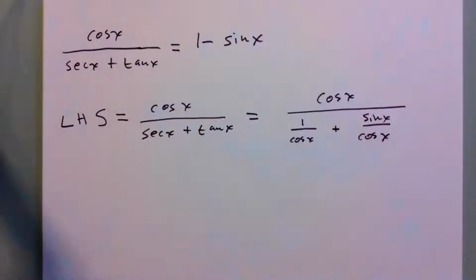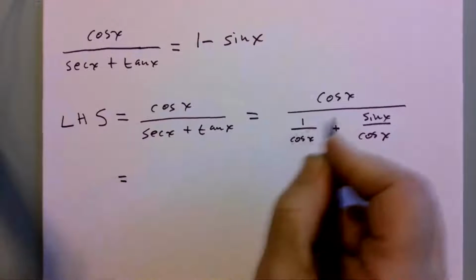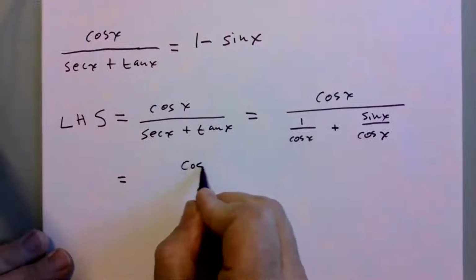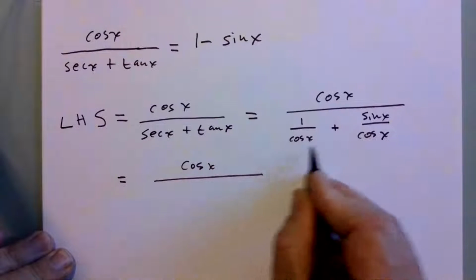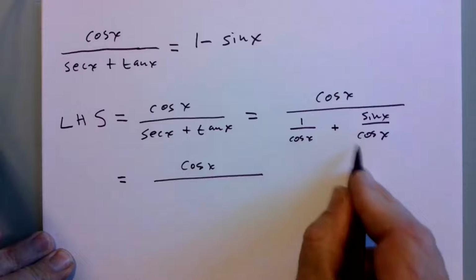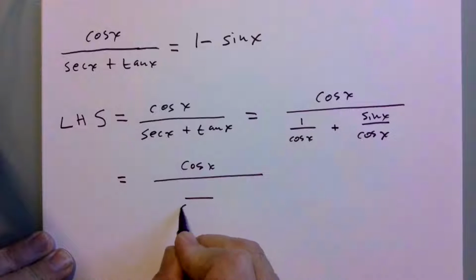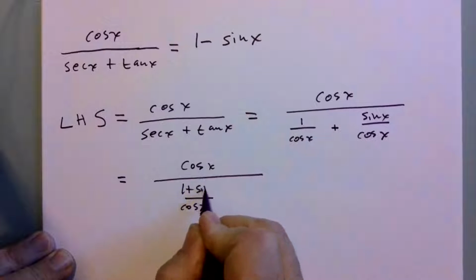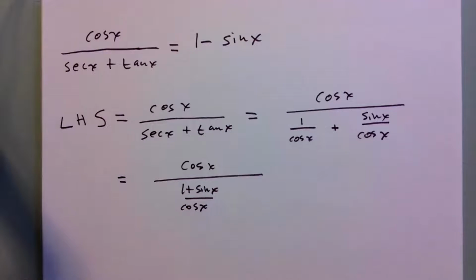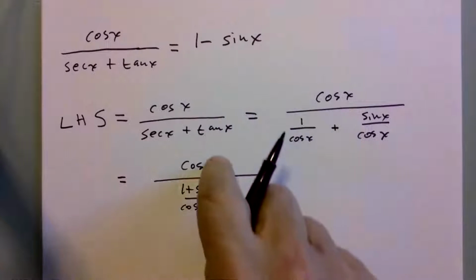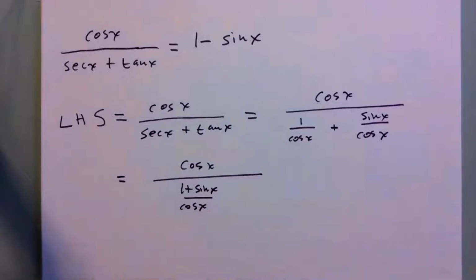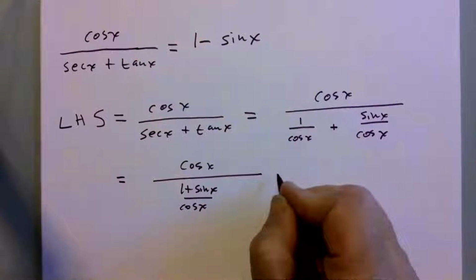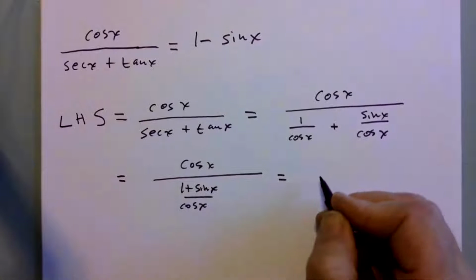And the thing is, when you're proving identities, there are several possible strategies that you can use. Here's what I see. On the top, I see cosine x. On the bottom, we now have a common denominator. We have cosine x on the bottom, and I have 1 plus sine x on top. So that's what I see here. And now I have cosine x divided by 1 plus sine x over cosine x. So I'm going to go ahead and write it with that division symbol.